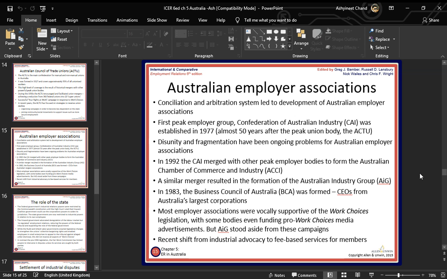Most employer associations were vocally supportive of the work choices legislation. Obviously, why would they not be? Isn't it? With some bodies even funding pro work choices media advertisements. But AIG stood aside from these campaigns. Recent shift from industry advocacy to fee based services for members. So, no longer is advice free to the members, it's all now fee based.